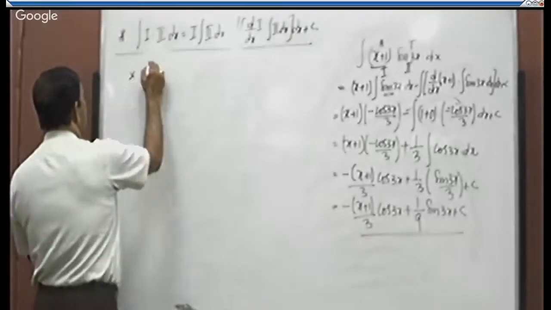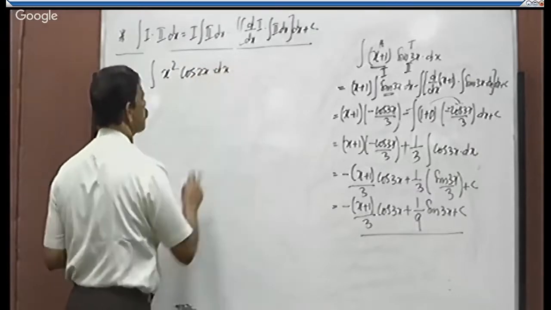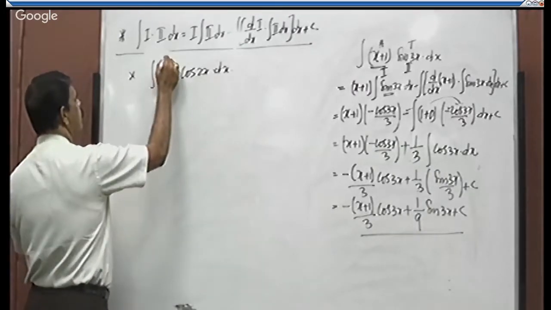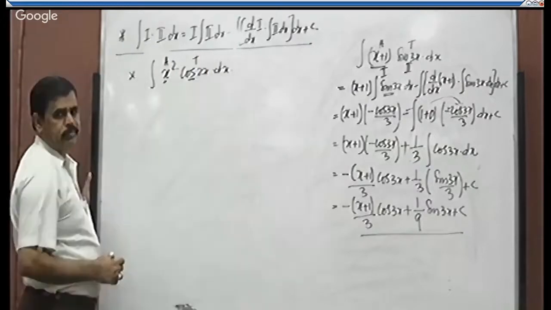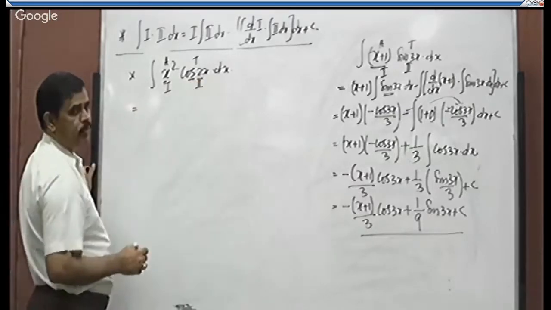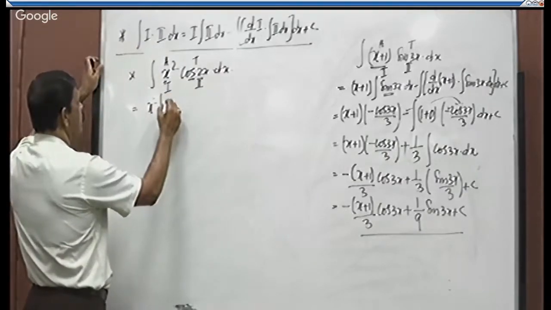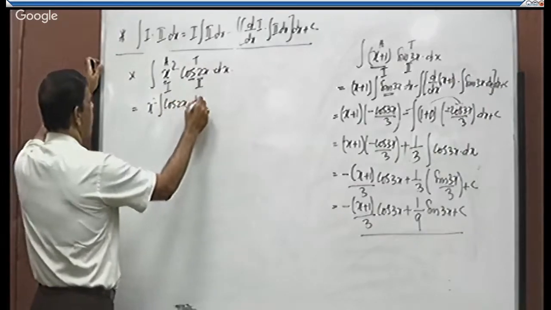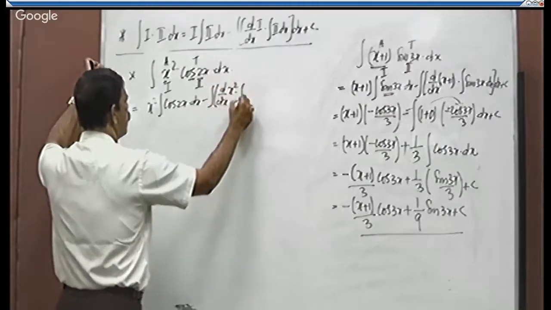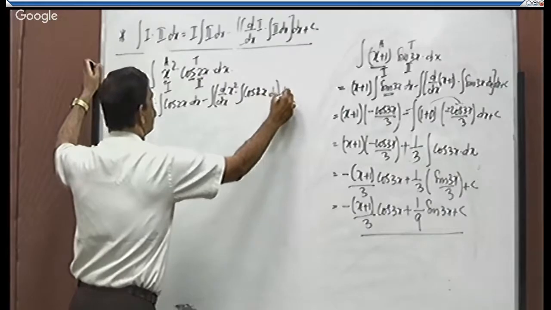Next problem, integration of x square into cos 2x dx. Integration of x square into cos 2x dx, right? Which term is this? Algebraic. This is trigonometric, right? According to ILATE, algebraic will become first, trigonometric will become second, right? According to the formula, integration of first into second function is equal to first function into integration of second function into dx minus integral of, keep the bracket, d by dx of first, that is x square, into integration of second. What is the second function? Cos 2x into dx plus c.